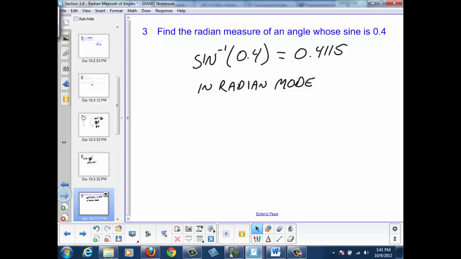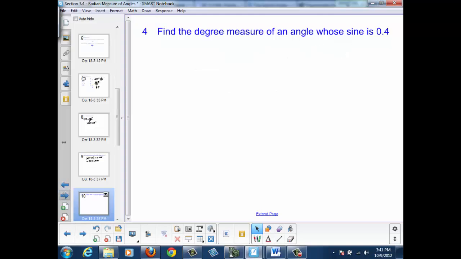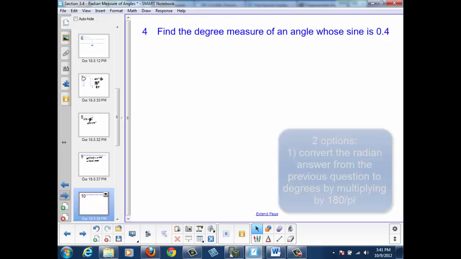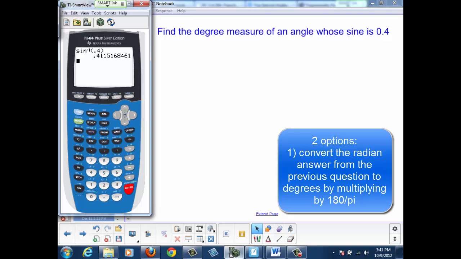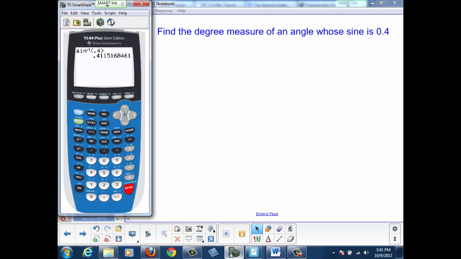Let's look at another example. Find the degree measure of an angle whose sine is 0.4. Now I have two options. I've already found the radian measure, so I could convert the radian measure to degrees, or I could go back into my calculator. I can take that radian measure and convert it to degrees, which would mean multiplying by 180 and then dividing by pi. And we get a little bit more than 23.578 degrees.